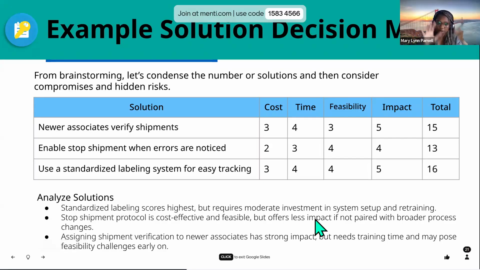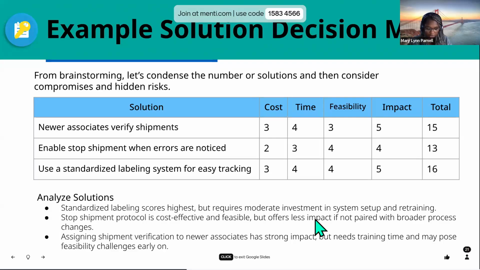So really looking at, okay, this is where we are. How do we, what compromises can we make to be able to balance cost, feasibility, and impact in the real world? So some of the questions you can ask when we're discussing the hidden risk and compromise are, how could we pilot each solution on a small scale to reduce risk before full implementation? So that idea of starting small before rolling it out.